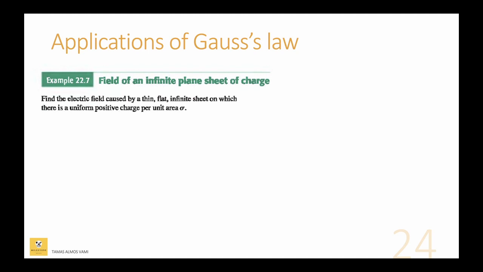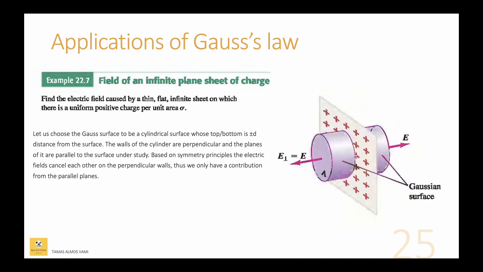Okay, so this is a question which I'm going to answer. We are looking for the electric field caused by a thin, flat, infinite sheet, which has uniform positive charge per unit area sigma. So this is a second, next dimensional problem. Earlier we had an infinite wire, now we have an infinite sheet. So we follow the problem-solving strategy.